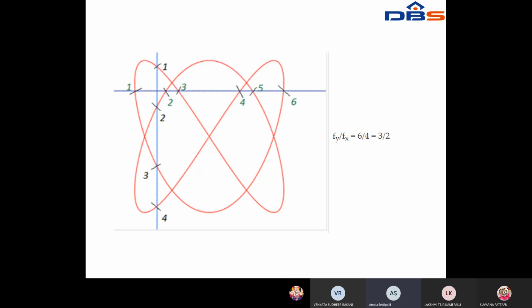Coming to this one, this is the horizontal axis, and the number of horizontal tangencies is 1, 2, 3, 4, 5, 6. So the number of horizontal tangencies is 6. The number of vertical tangencies is 1, 2, 3, 4. At that time the measurement of frequency is given by 6/4. 6/4 is nothing but 3/2.